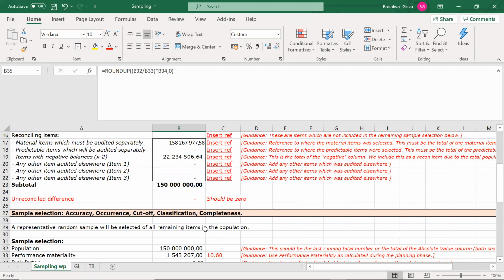And that concludes how I select a sample and how I go about completing this working paper for selecting a sample, and also the requirements of 530 and making sure that those requirements of ISA 530 are met whenever you're selecting a sample.